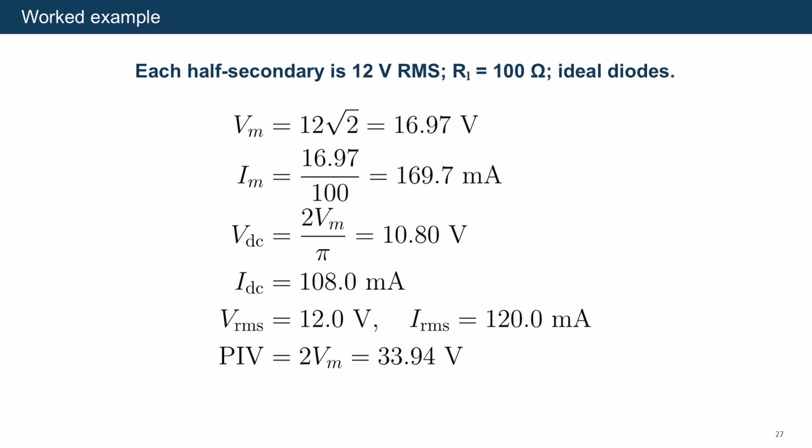Consider an ideal center-tapped rectifier in which each half secondary supplies 12 volts RMS to a 100 ohm load. The half secondary peak is 16.97 volts, giving a peak current of 169.7 mA. The average output is 10.8 volts and 108 mA. The RMS output is 12 volts and 120 mA. The ripple factor, ideal maximum efficiency, and TUF retain their waveform values. Each diode must withstand a PIV of 33.94 volts before margin.